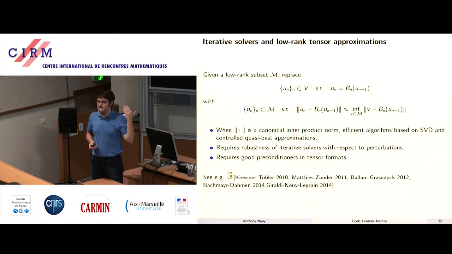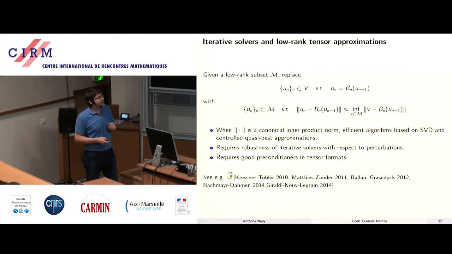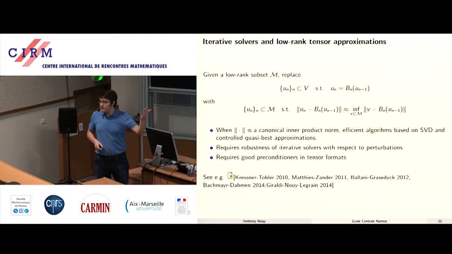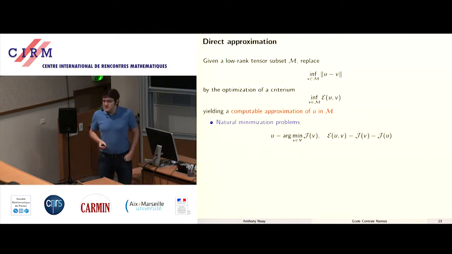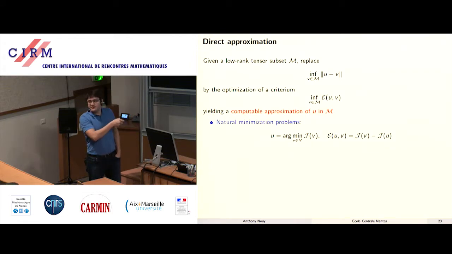Okay, the algorithm I have mentioned previously. If you don't have this induced norm structure, then you will also have the issue of approximating at each step in this low-rank manifold with respect to more general norms. But it's a quite natural way to approximate the solution of an equation. You have an iterative solver, and you perturb this iterative solver by introducing a low-rank approximation at each step of the algorithm. Another strategy is to directly try to approximate the solution in these subsets.